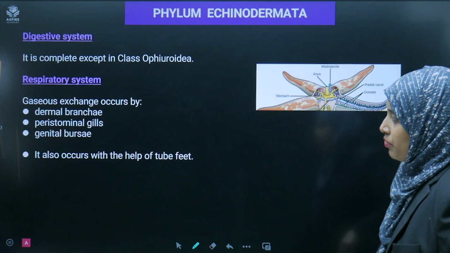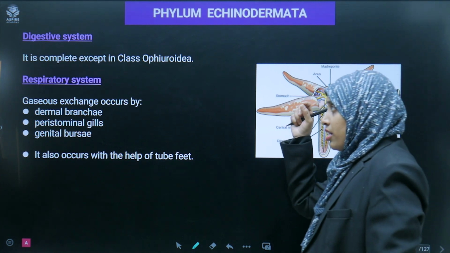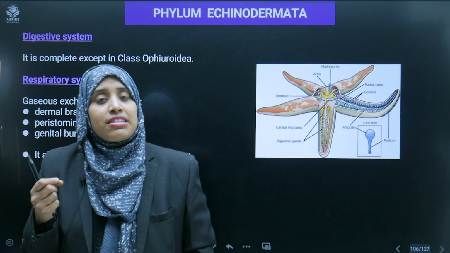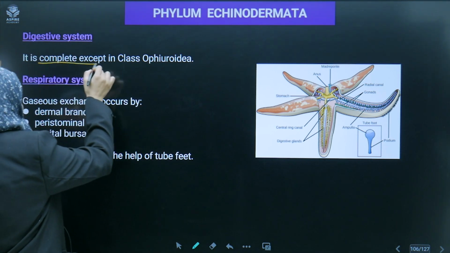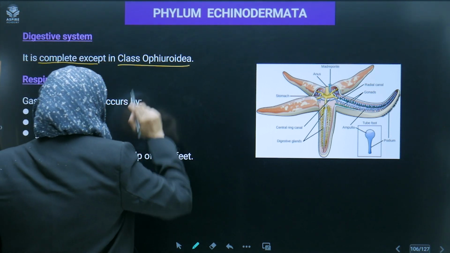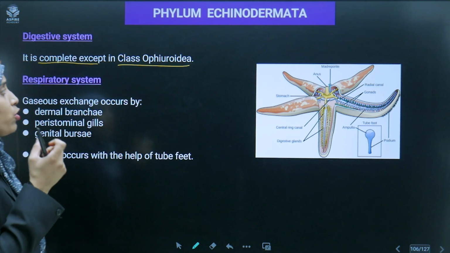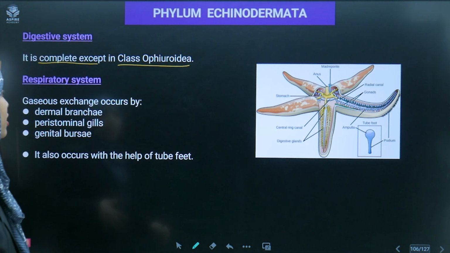Now we'll see the digestive system. In echinoderms, the digestive system is complete. That means they have a complete digestive system except one class of the echinoderms, that is Ophiuroidea. There is one class in echinoderms, Ophiuroidea, in which a complete digestive system is not found.